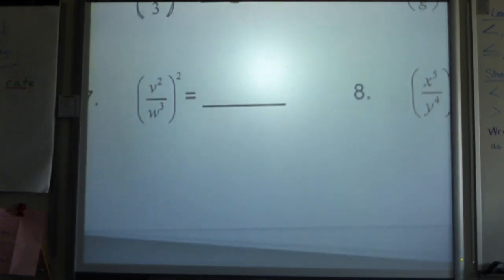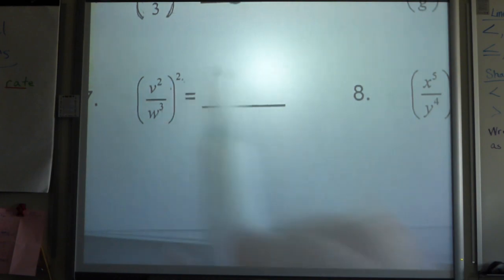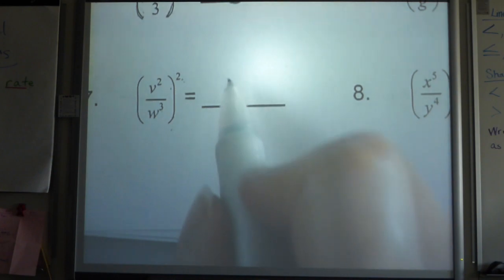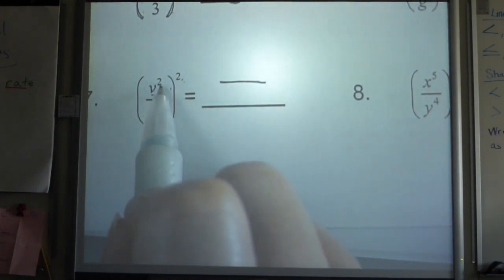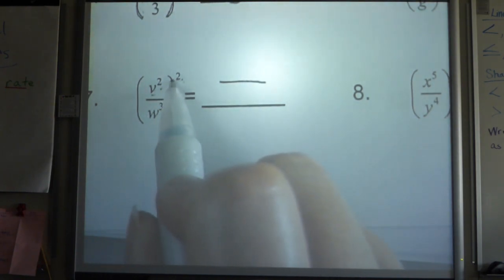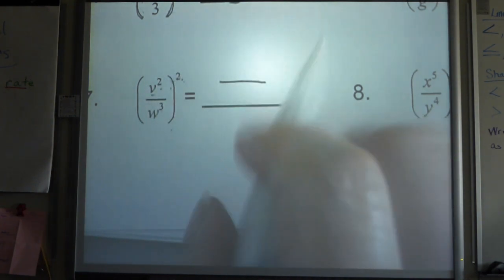Okay, 7. We have V to the 2nd to the 2nd over W to the 3rd to the 2nd. So this quotient gets raised to the 2nd power. So what do we end up with? In our numerator, we will have V to the 2nd to the 2nd. What do we do with those powers? What's the operation? Multiply. Okay, so 2 times 2 is 4.